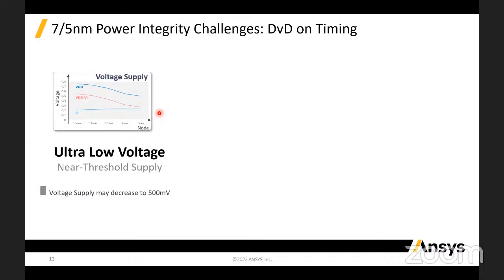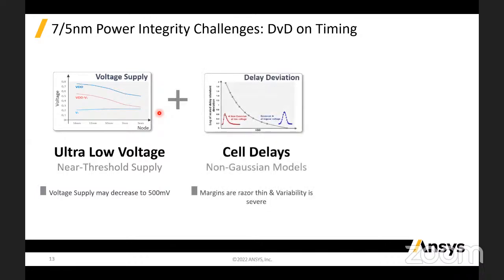We also see a trend of moving to near threshold supply voltage operation, which means the supply voltage can be as low as 0.5 volt. Now at such ultra low voltages, the timing and delay behavior of the transistors can have significant variation. The margins become razor thin, so it is very important that we accurately account for voltage variability.